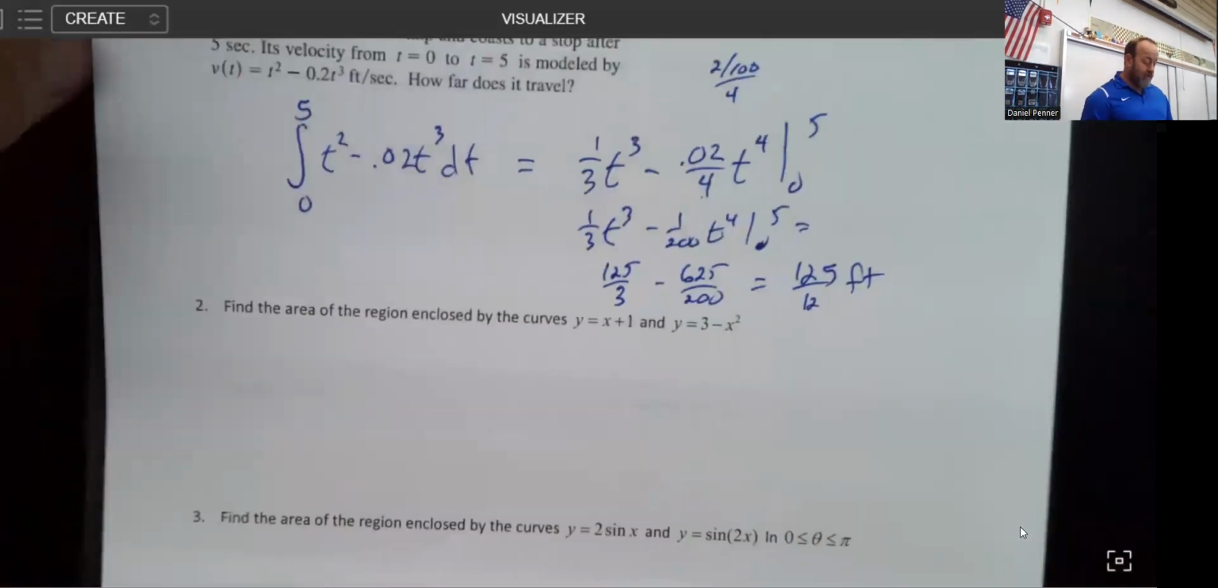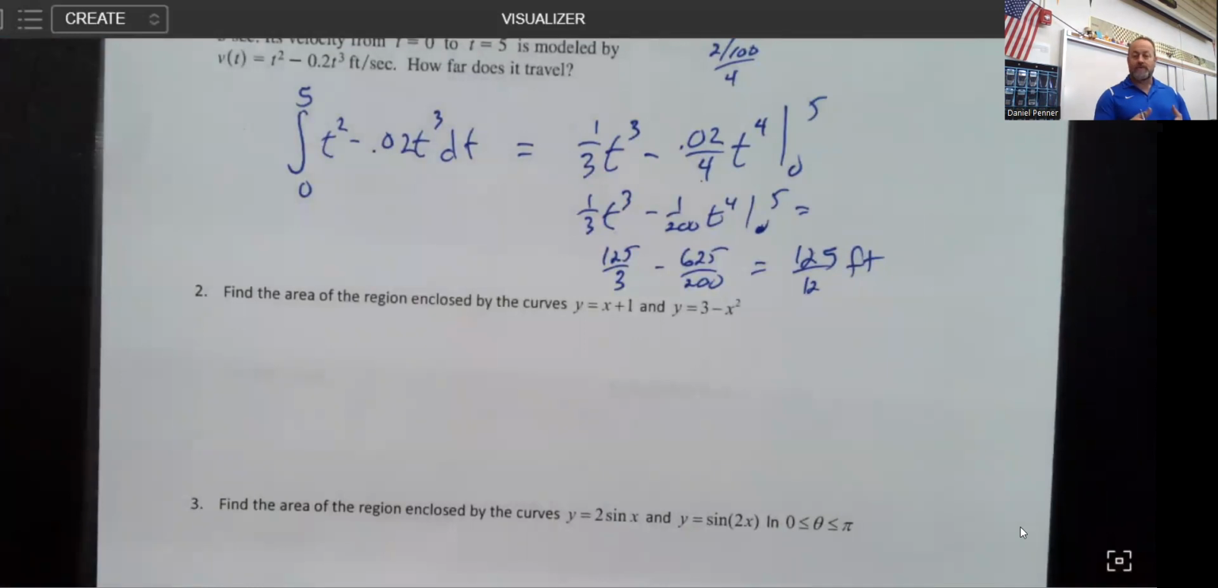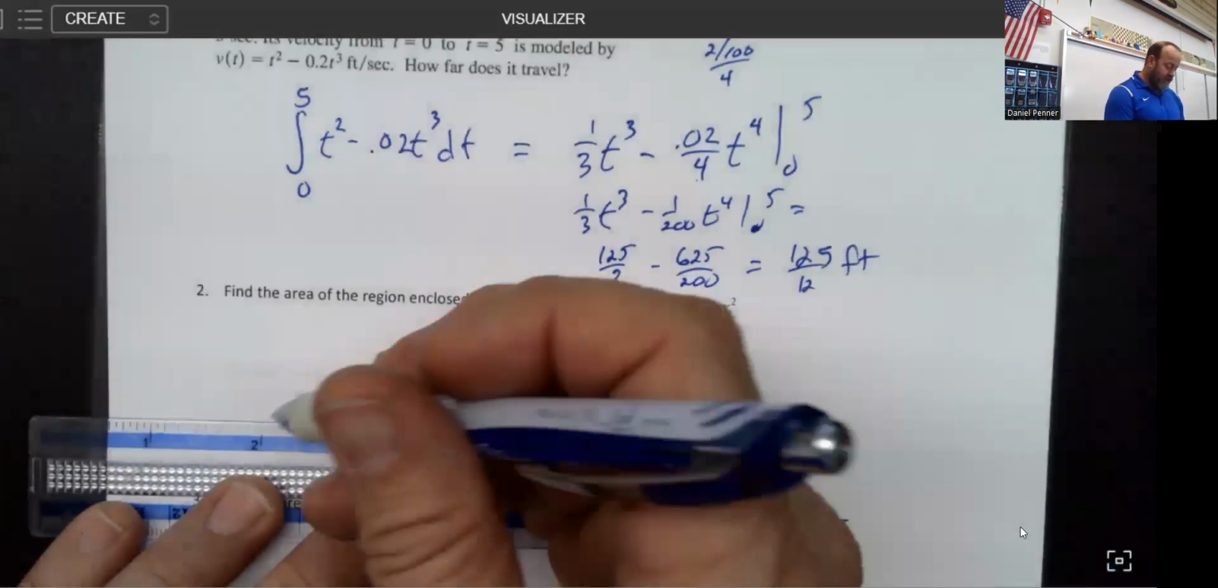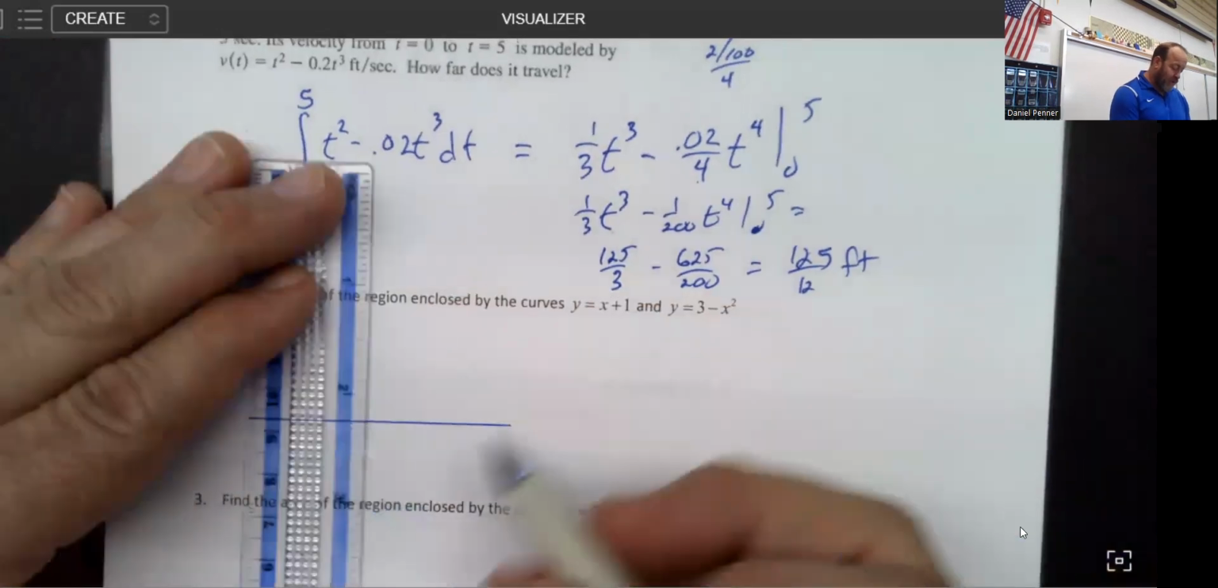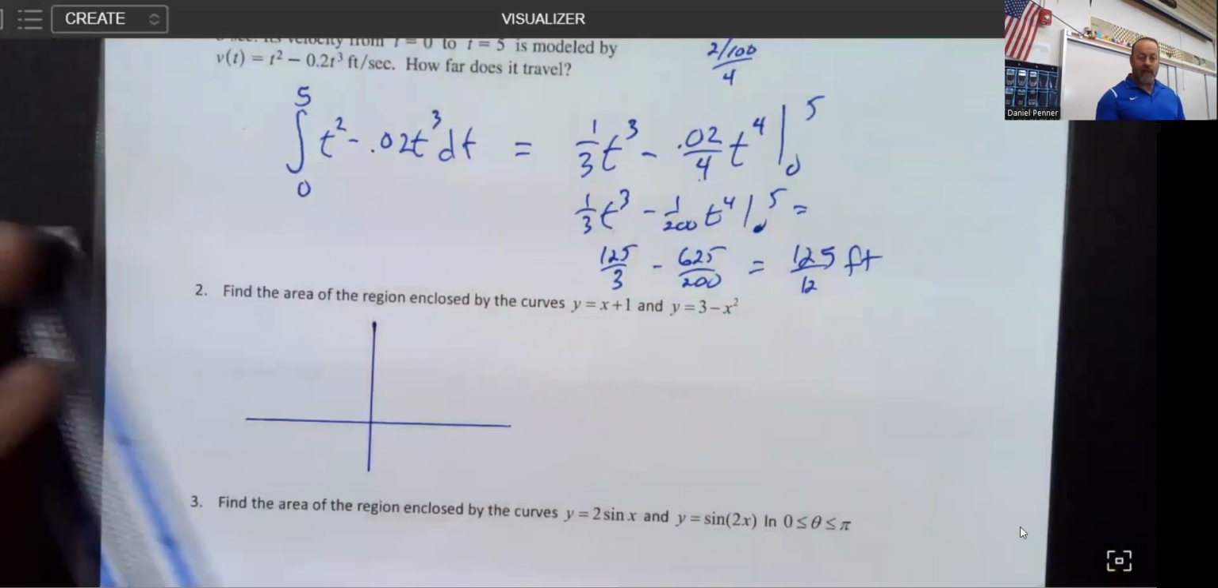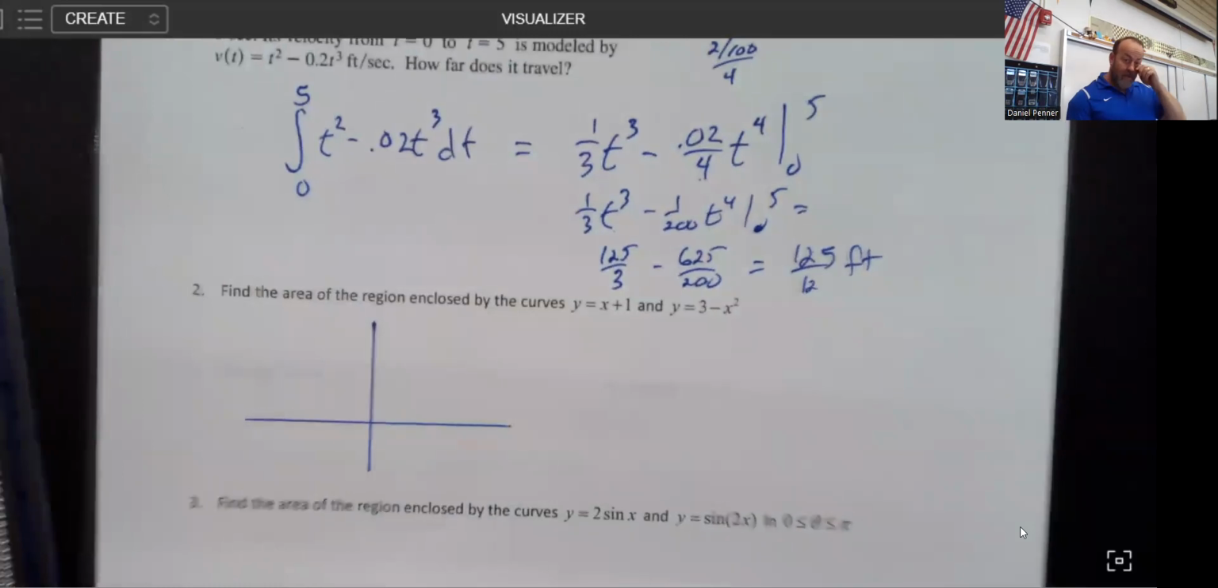Okay, so moving on to number 2, we're going to be finding the area enclosed between two curves. So you want to remember, every time we're talking about the area enclosed between two curves, we always want to think about the far curve, or the one that is farthest away from the axis that we're considering, and the one that is the closest.